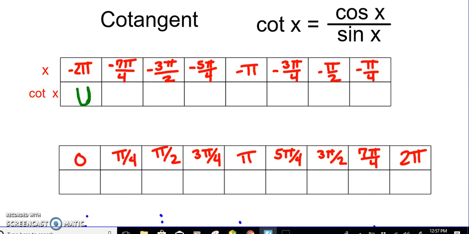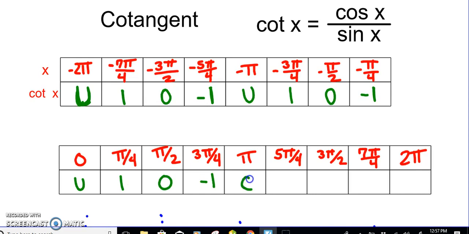All right, now with this part, filling in our values, we always start off with undefined. And one thing you'll notice is that this has another pattern, just like the tangent graph does, but it's a little different because it's the cotangent. So here, it's undefined, and then 1, 0, -1, undefined, 1, 0, -1, undefined, and so on, repeating each time.